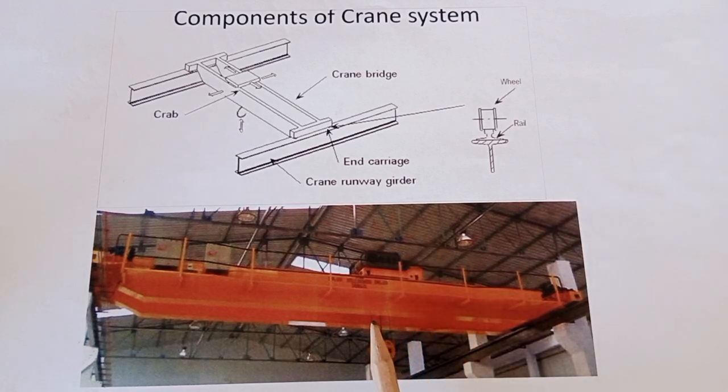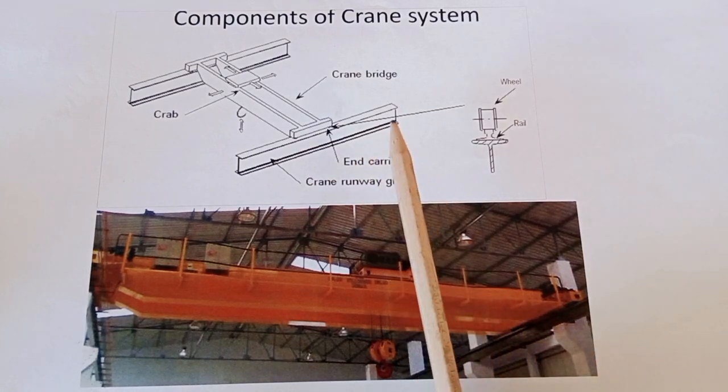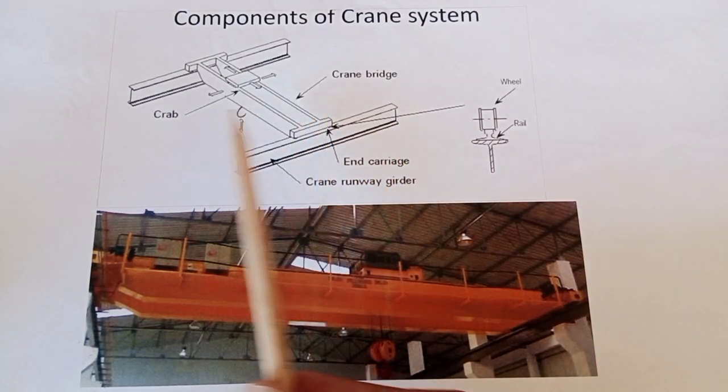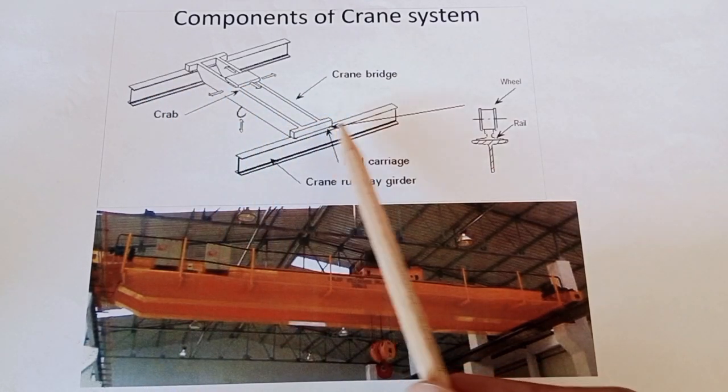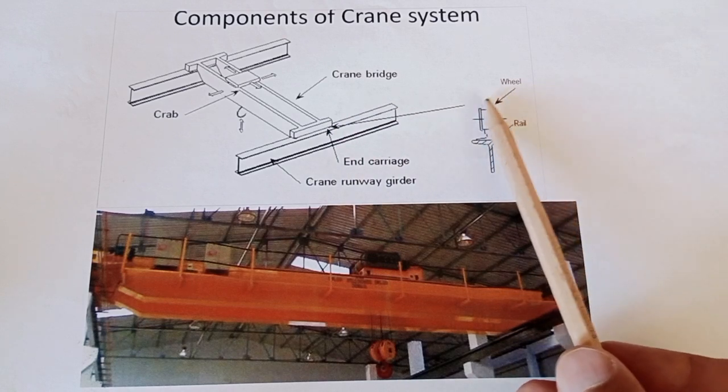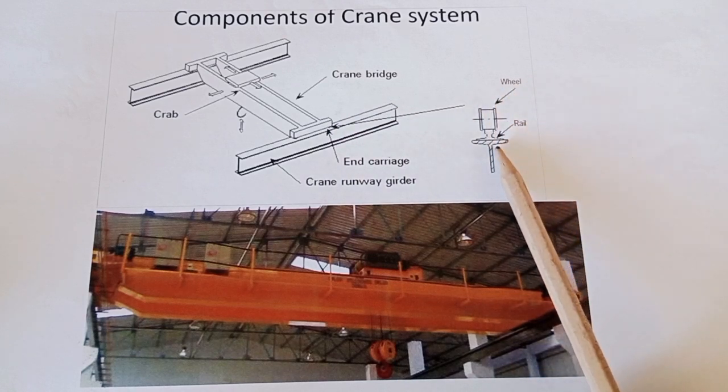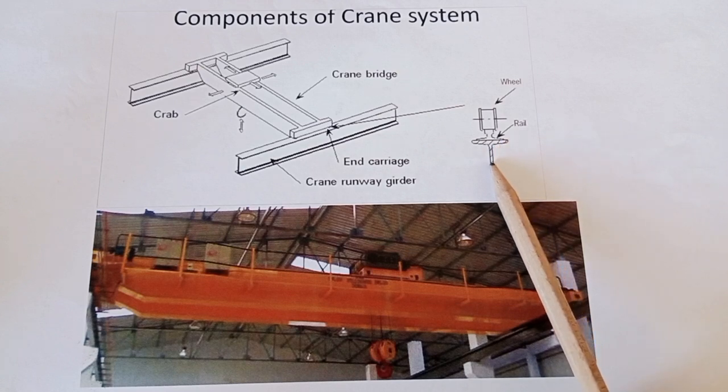There is the crane bridge, end carriage and the wheels here. We have the hook point, and there is the crane girder or crane runway girder, bracket or corbel, and the column. And the drawings here show some details: crane bridge, crab, crane girder, and carriage, with the wheel sitting on a rail and the rail sitting on the girder.